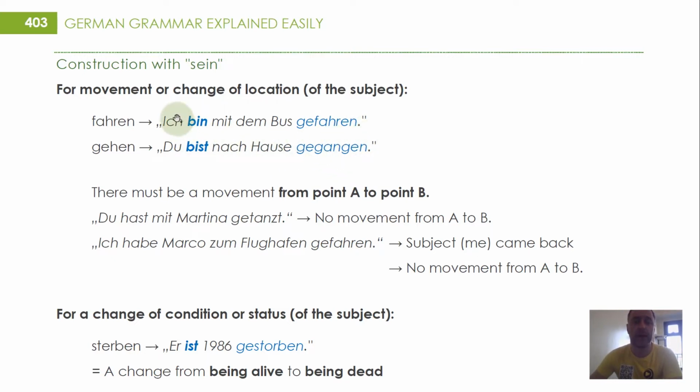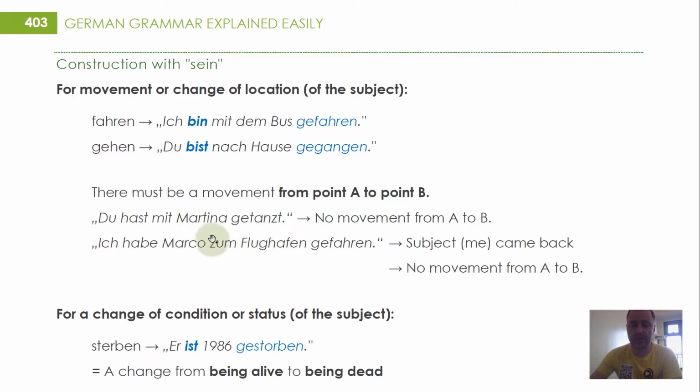Here, I am the subject. So, I am moving from A to B with the bus. Du bist nach Hause gegangen. You went home. You have gone home. Word by word. And here it is also a movement from wherever I have been to my home. There must be a movement from A to B.